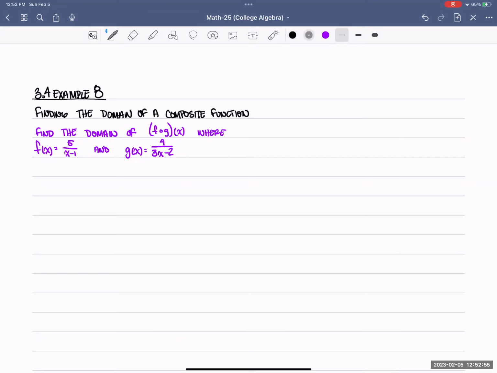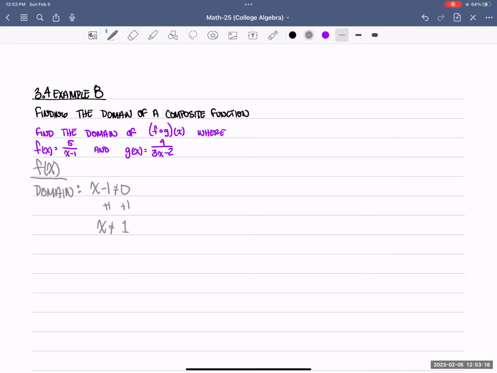So f of x, the domain. We're starting off with f of x. The domain is x minus 1 cannot equal 0, plus 1, plus 1. So x cannot equal 1.